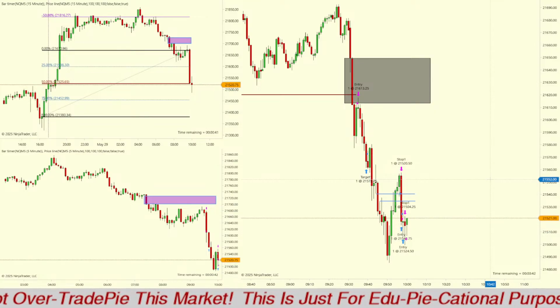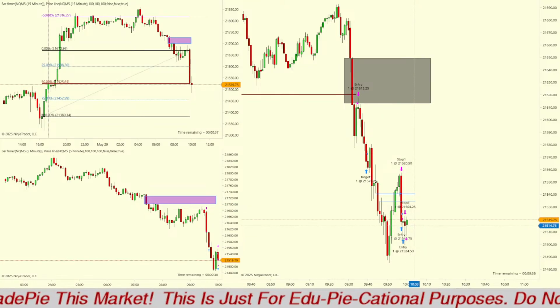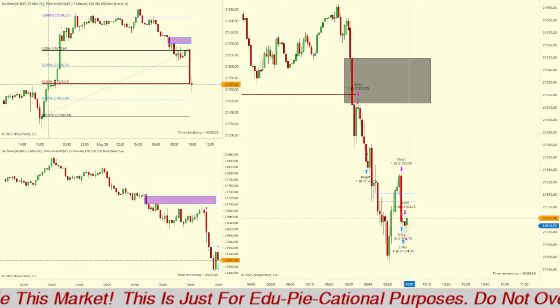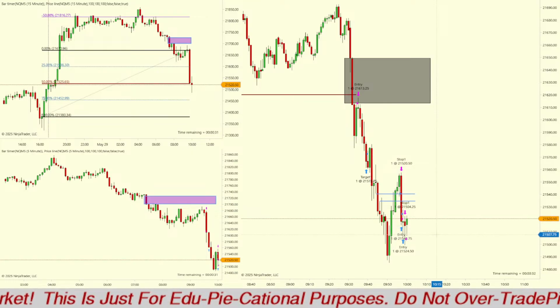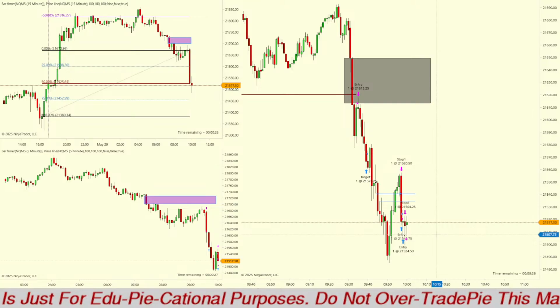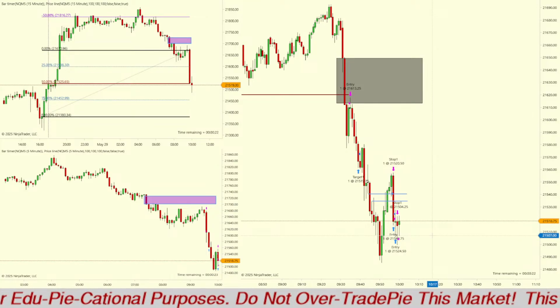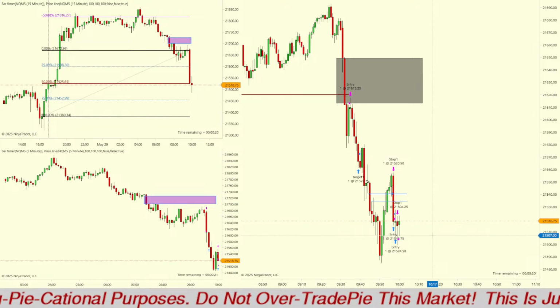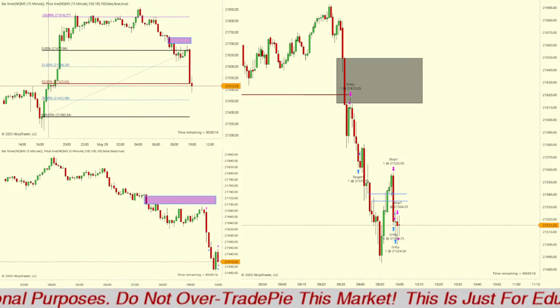I'm still bullish on this place over here because the bodies of the candles are respecting this FVG. I'm still bullish, but I require the market to bring some more data.